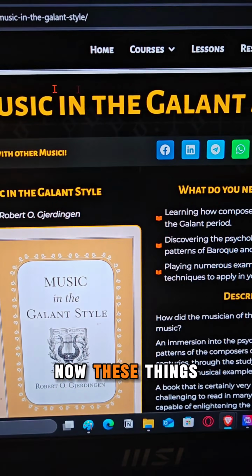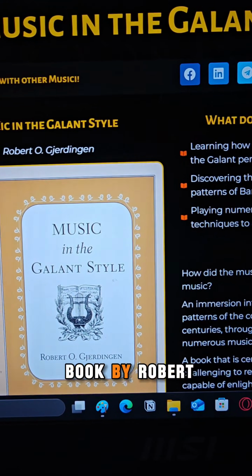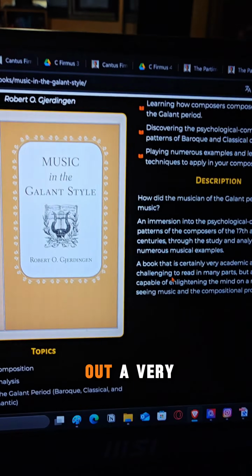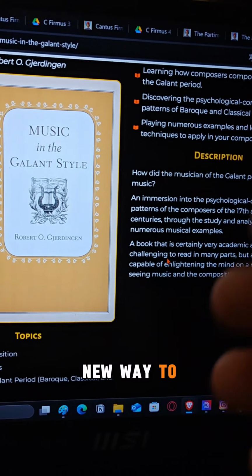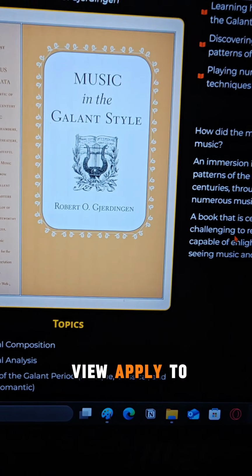Now, this terminology comes from this book, Music in the Galant Style, by Robert Gjerdingen, a very interesting book because it points out a new way to look at music from a more psychological point of view applied to composition.